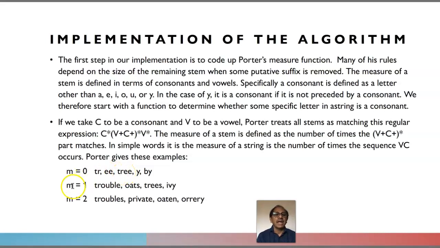Remember, M is equal to 1 if there is one VC sequence. Where is the VC sequence? UB. Here AT, here ES, here IV. M equal to 2 if there are two VC sequences. What are the two VC sequences here? UB and ES. Here IV and AT. Here AT and EN. Here OR and ER. Right? So that's what he means by measure. Measure is very important in the implementation of Potter's algorithm.